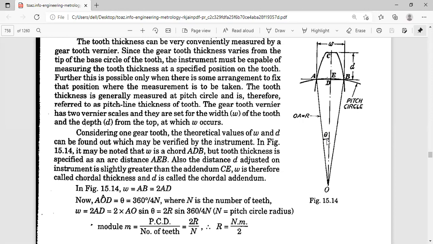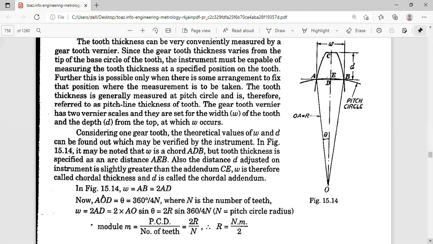But what is theta? It is going for one revolution of the gear. It is 360 degrees by 4n, where n is the number of teeth. Here you are considering a particular quarter of a tooth. So you just try to have 360 by 4n. You can use n or t, already I told you. So what is W? W is 2AD. But what is AD? AD is AO sin theta. But what is AO? AO is the radius of curvature or radius. So 2R, 2 into R into sine.